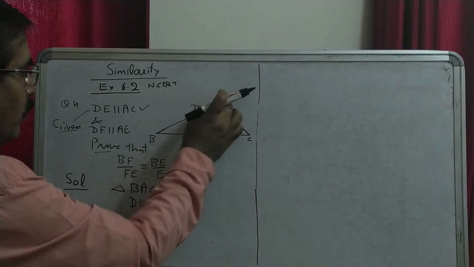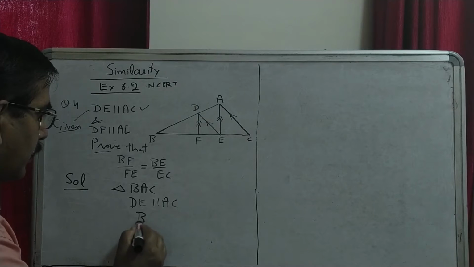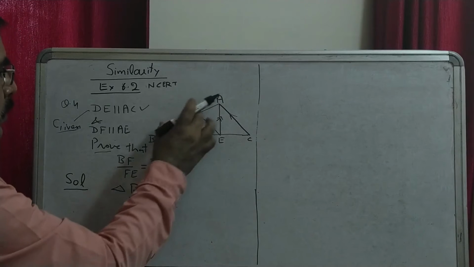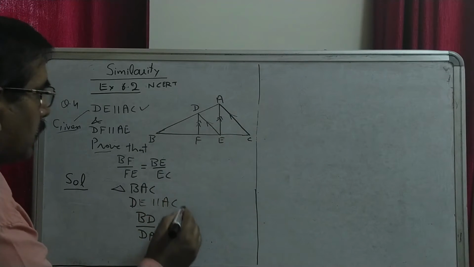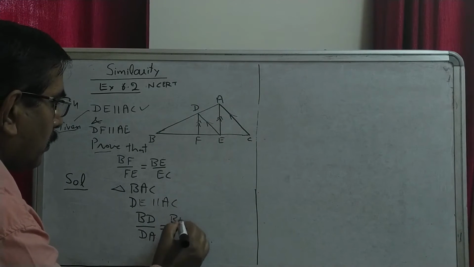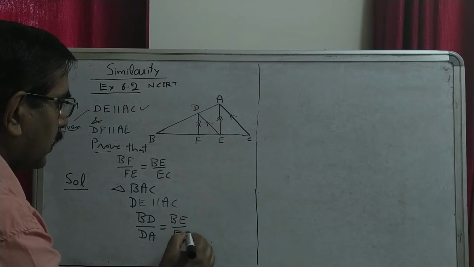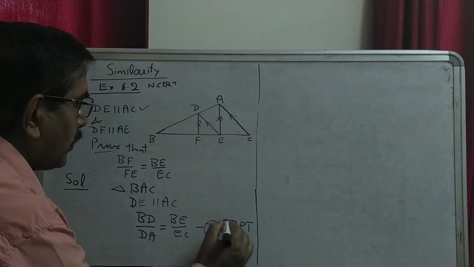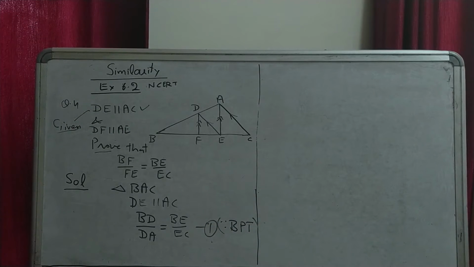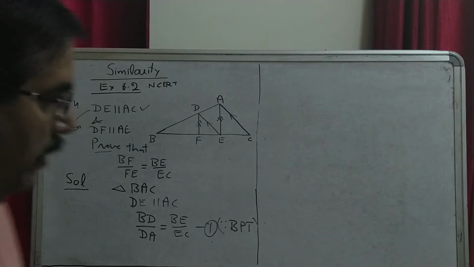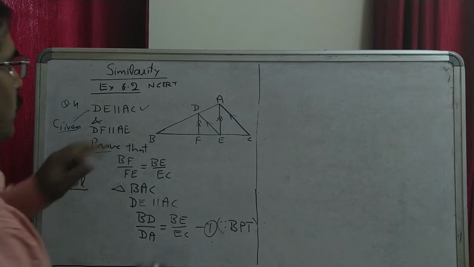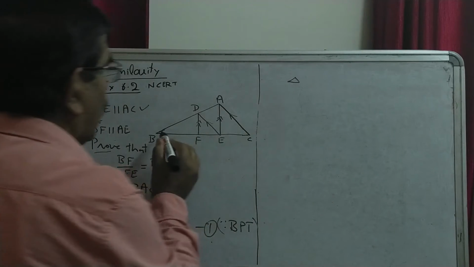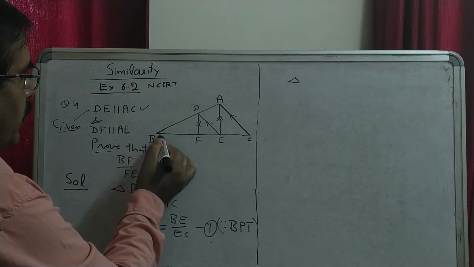We get BD over DA is equal to BE over EC, right? Let it be number 1, and we get this result from BPT, basic proportionality theorem. We have taken this result. Okay, understood, children? Now you have DF is parallel to AE. Now for the second case, you take the triangle. Which triangle you can take? BEA.